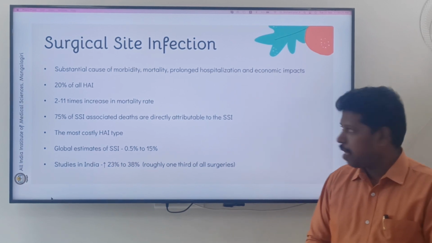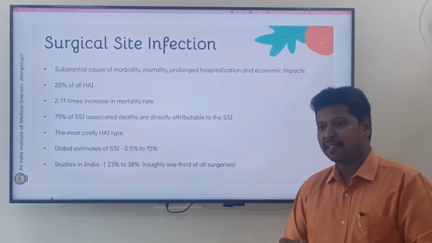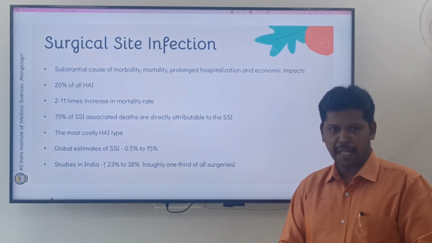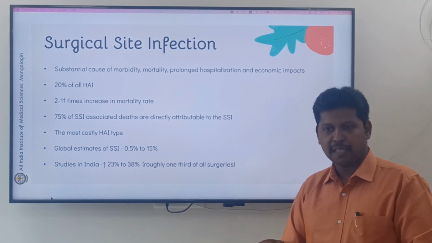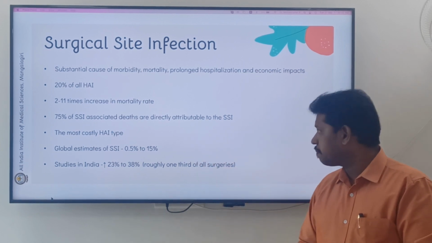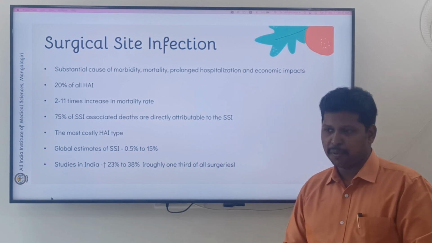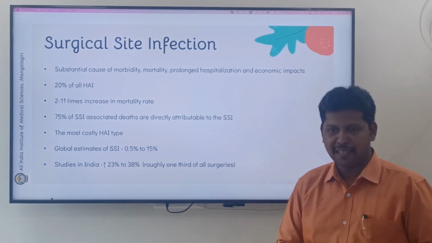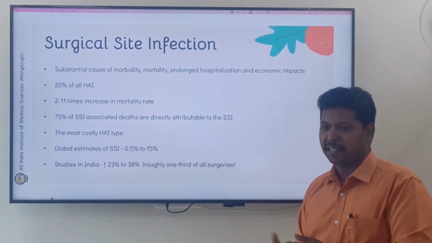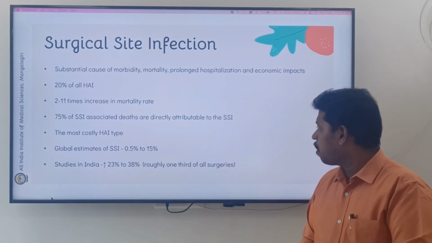So 20% of all HAI is SSI, and the mere presence of SSI increases the mortality rate by 2 to 11 times in a patient. Take two patients operated at the same time, same type of procedure. If one person gets SSI, the mortality rate increases by 2 to 11 times. That is quite high. And 75% of SSI-associated deaths: of the persons who are dying and had SSI, 75% of the time the death is associated with the SSI. That is, due to that infection they are dying. That is also quite alarming because of the mortality rate.